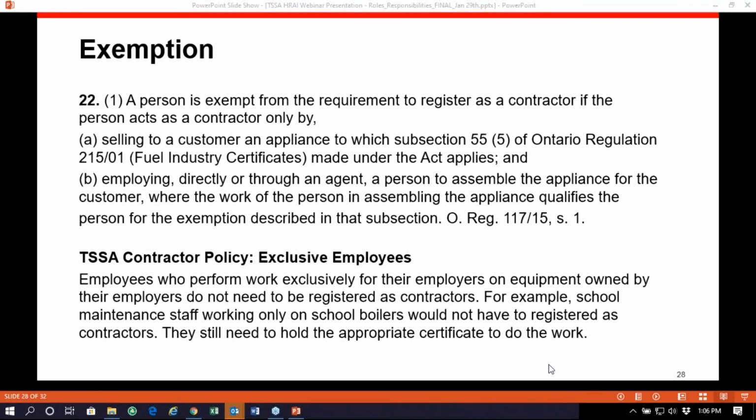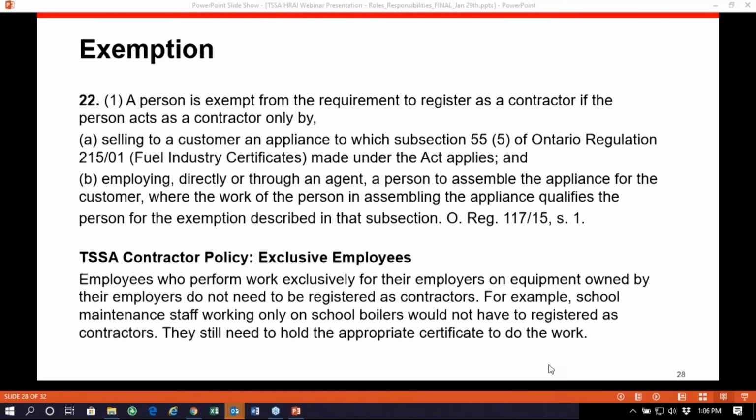I would also say that we've had situations where contractors are working for a particular contractor exclusively, and so would fall under that contractor's registration. And as long as you stick within that, that's fine.